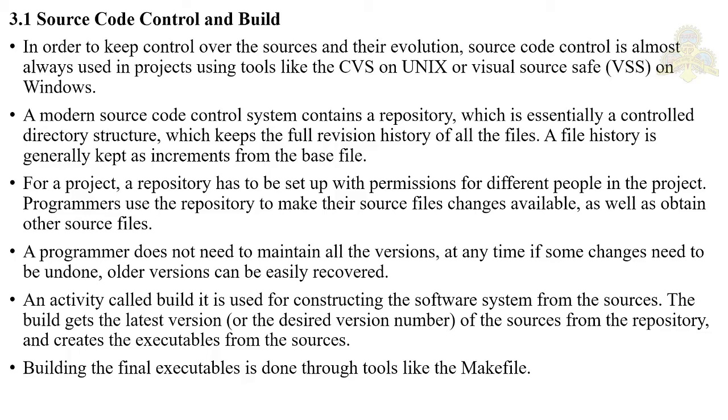For this we use an activity called build. Okay, so this build is used for constructing the software system from the sources. This build activity gets the latest version or the desired version number of the sources from the repository, and it will create the executable from the sources. Building the final executable is done through tools like makefile. Okay, it will specify the dependence between the files and how the final executables are constructed. These tools are capable of recognizing that the files have changed and will recompile whenever these files are changed, for creating the new executables. Getting it?